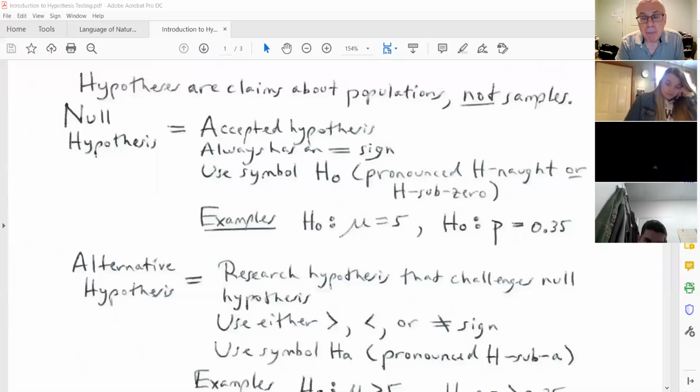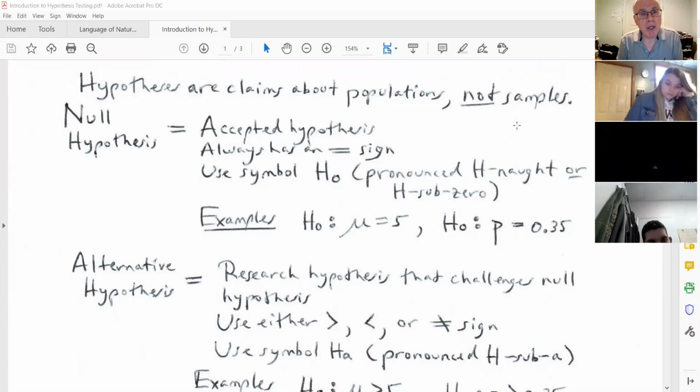All right, so let's talk a little bit about hypothesis tests. And again, what I'm going to do is share the screen with the handout that I posted. So the question is, what is a hypothesis test?